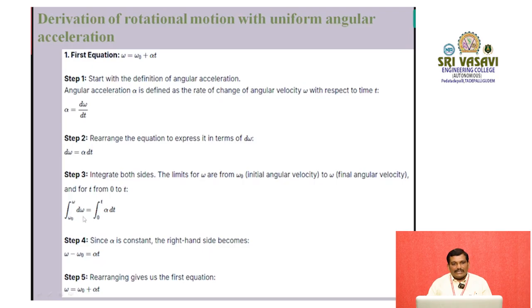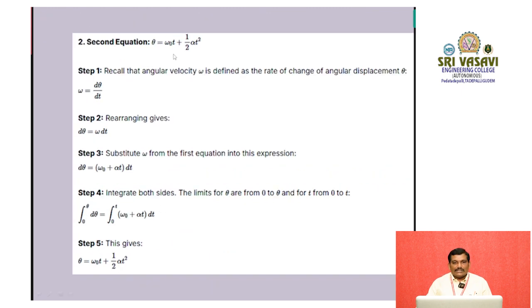By applying the integral, d omega means omega. By applying the limits, final velocity minus initial velocity, omega minus omega naught, is equal to alpha, which is constant, integral dt means t. By applying the limits t minus 0, that is alpha t, so omega minus omega naught is equal to alpha t. And next, coming to theta is equal to omega naught t plus half alpha t square.